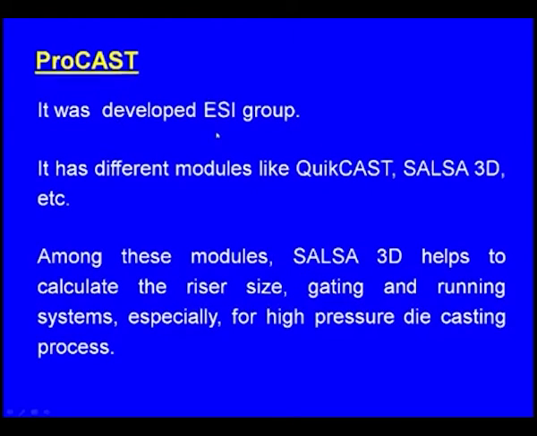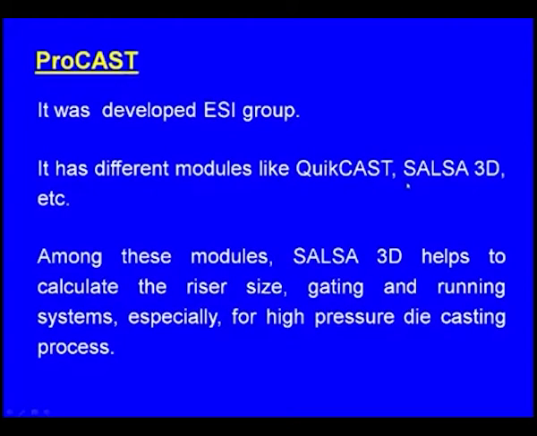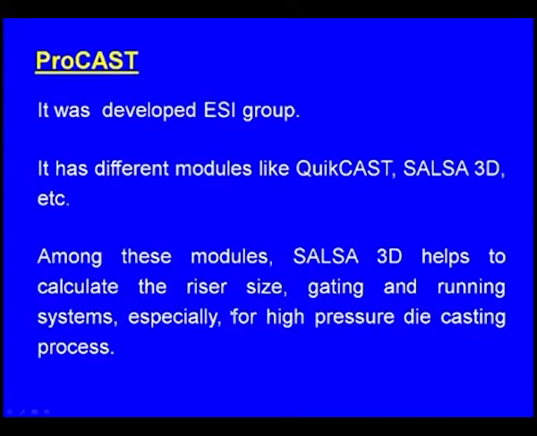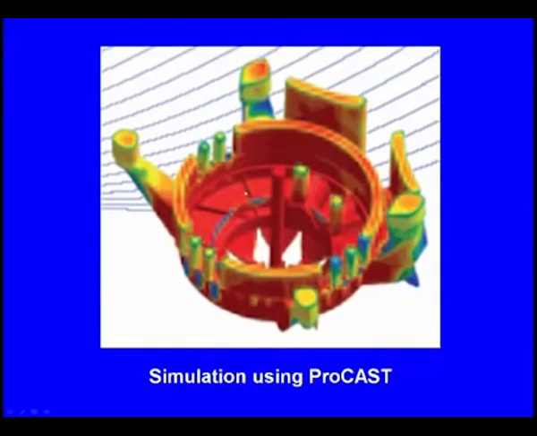Next one, we have the ProCast software. It was developed by the ESI group. It has different modules like QuickCast, SAL, SA3D, etc. Among these modules, SAL and SA3D help to calculate the riser size, gating and running systems, especially for the high pressure die casting process. Here we can see simulation using ProCast.